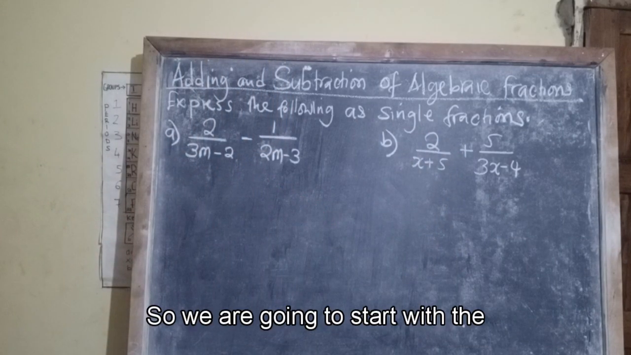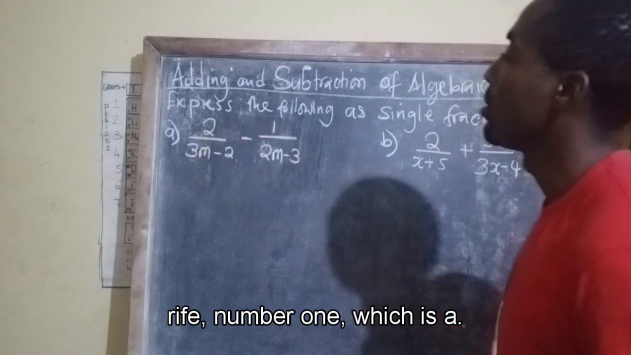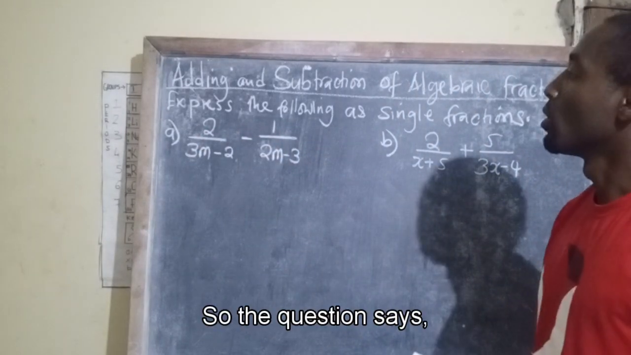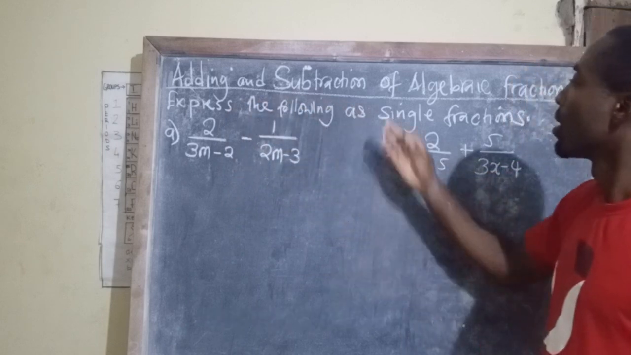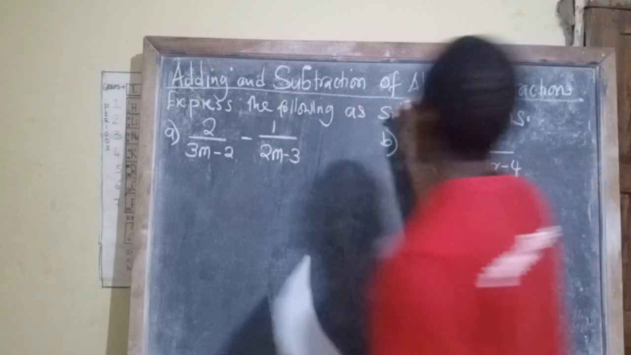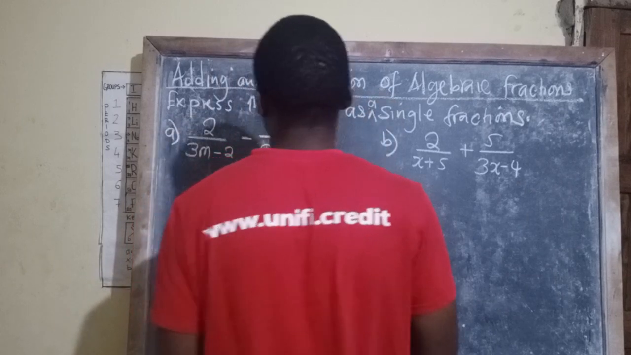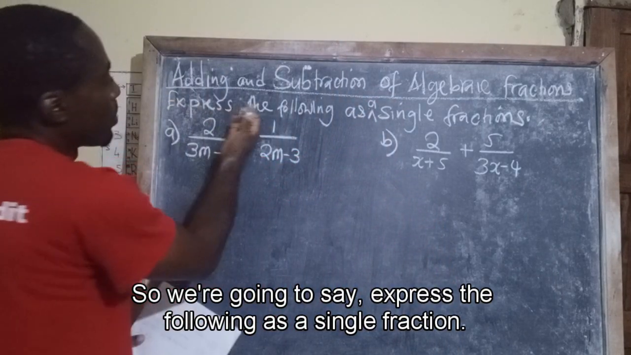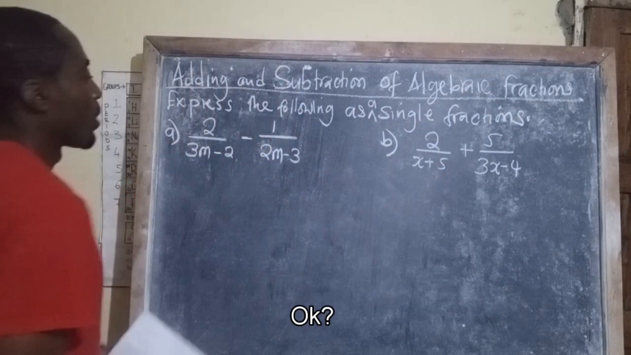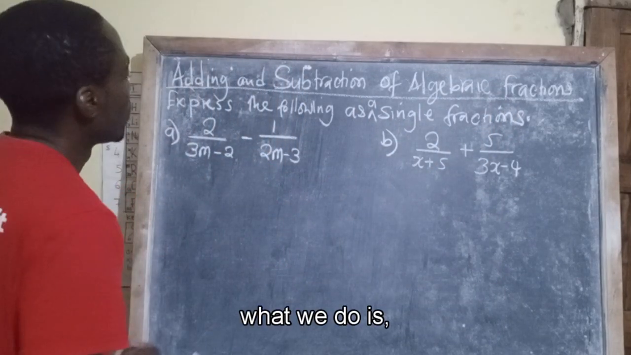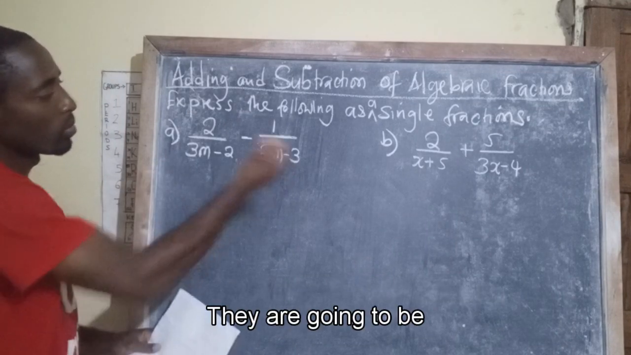Okay, so we are going to start with number one, which is A. So the question says, express the following as a single fraction. Okay, so here is supposed to be a single fraction. So we are going to say, express the following as a single fraction. Okay, so what we do is, we are going to start, of course, with A, then we'll go to B.